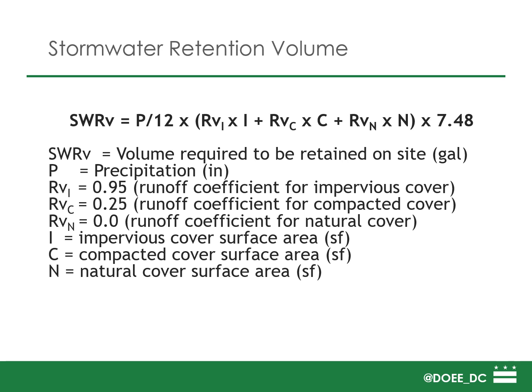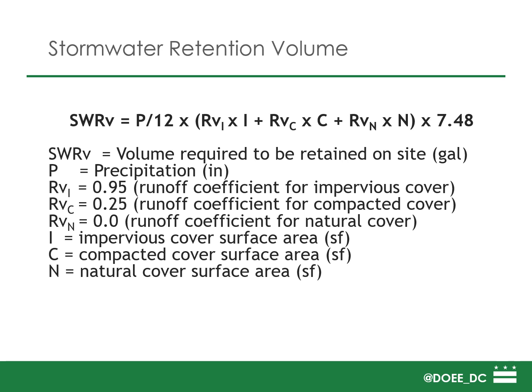So you can see for each land cover type, impervious, compacted, or natural cover, there's a different coefficient assigned, where the impervious cover is basically anything you would think of as impervious. So that's concrete, parking lots, rooftops, that sort of thing. And it's assigned a coefficient of 0.95. So about 95% of the precipitation that lands on an impervious cover is translated into runoff.